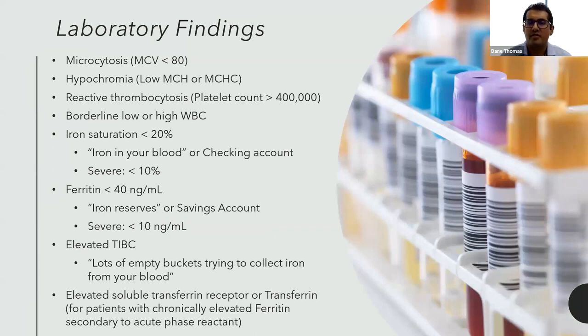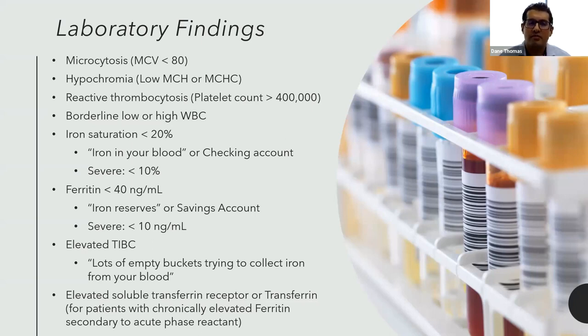Typical laboratory findings of iron deficiency anemia include microcytosis, hyperchromia, reactive thrombocytosis, borderline low or high white blood cell count. And when we look at iron studies, we look at three main iron laboratory values: the iron saturation, ferritin, and TIBC.